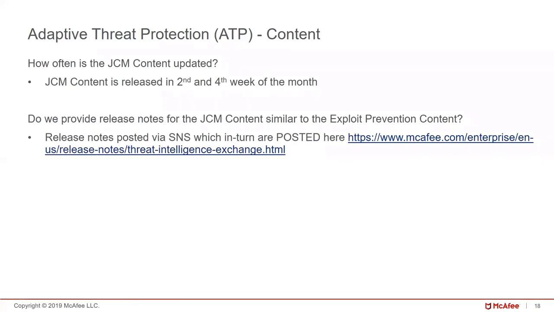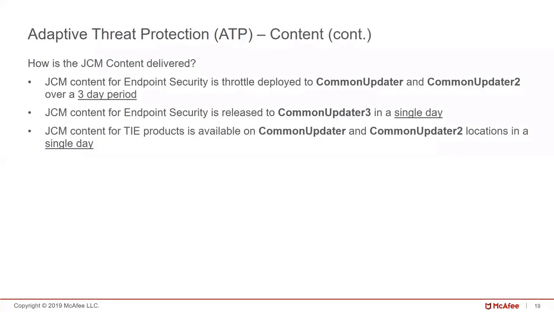All of the JCM content release notes are posted publicly on the McAfee website. The URL is on the slide there for anyone who wants to take a look at this. The content, however, is delivered through our throttling mechanism, which is a new feature at McAfee. So there is a 3-day period over which the JCM content is pushed out into the environment.